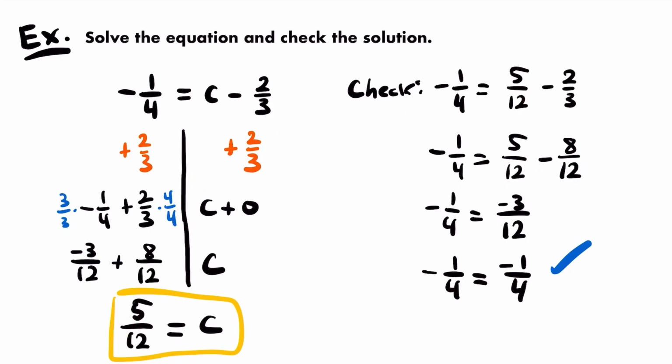Okay, so definitely a tricky one because of the fractions that were involved in the equation, but for all of these equations in the form of x plus a equals b, the main idea is the same. Identify that constant being added to your variable and add the opposite of that constant to both sides of the equation and simplify.